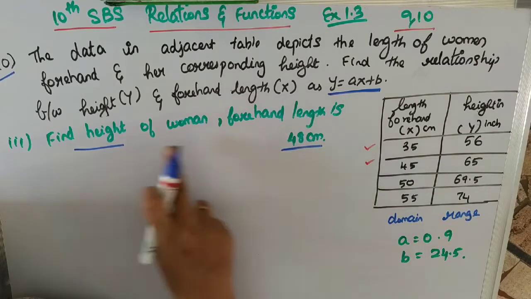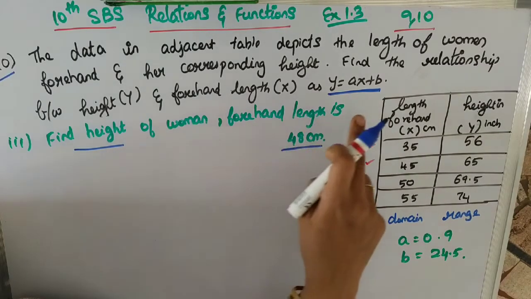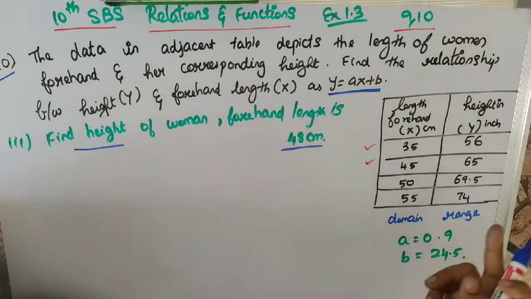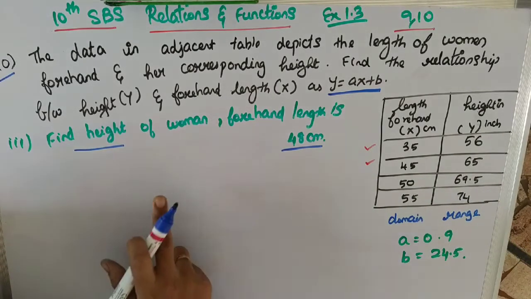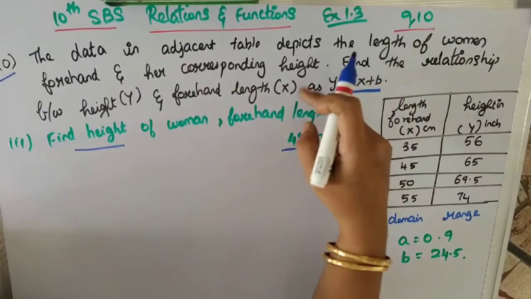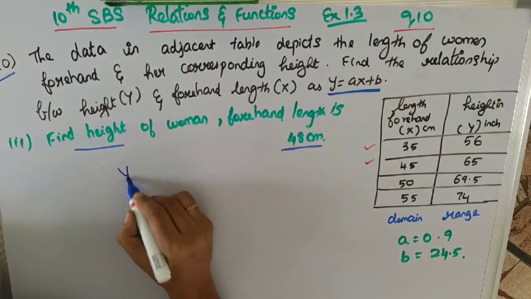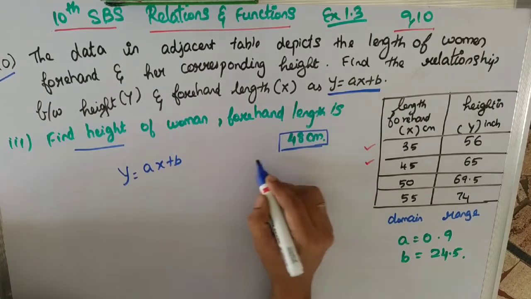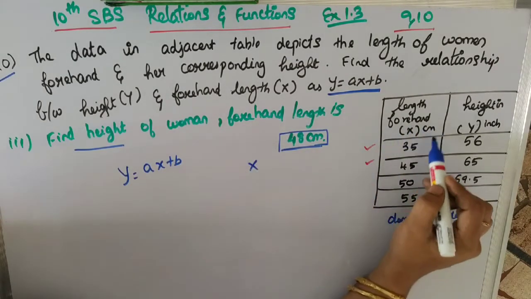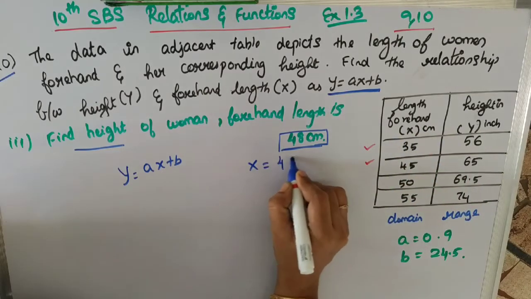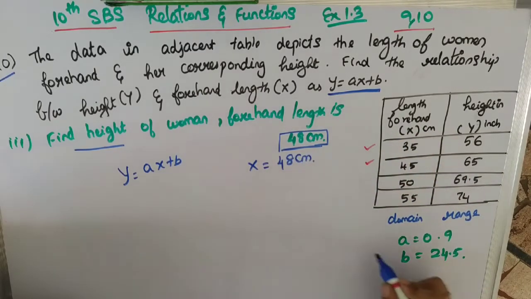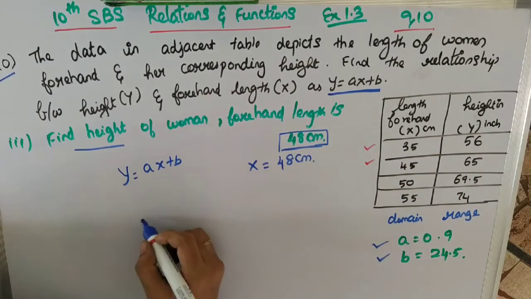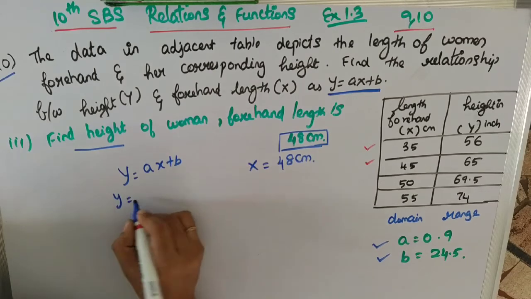Here a forehand length is given as 48 cm and we have to find the height of that woman. 48 cm is not given in the table and we have to find that. Okay? Now y is equal to ax plus b. We have already found a and b, and the forehand length is x because it's given in the table. So x is equal to 48 cm. So we know three values.